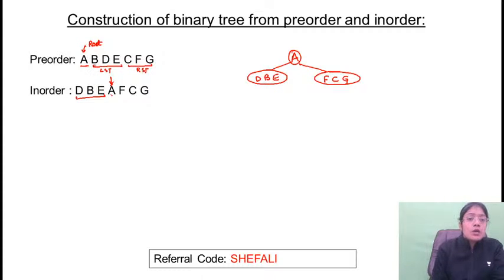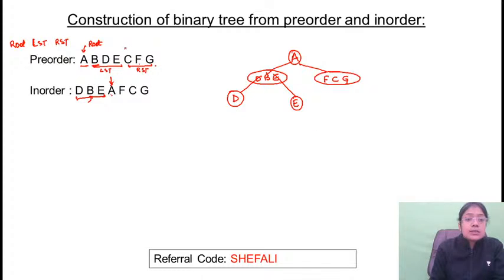Which one is coming first? B is coming first. This means that B will be the root of the left subtree. So B will be the root. D or E will be the child of B. So D is present on the left of B, so this goes to the left of B, and E is present on the right of B. Similarly, among C, F, G, C is coming first. Pre-order means first of all, whatever node is coming, that is the root node. Then the elements of the left subtree and then the elements of the right subtree.